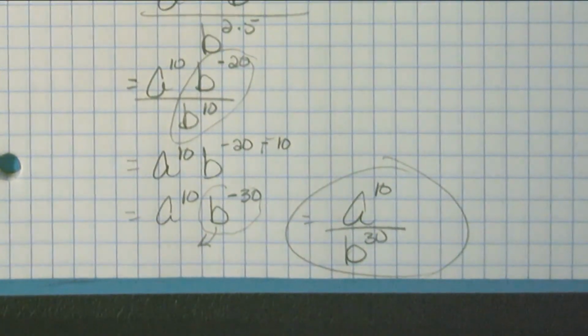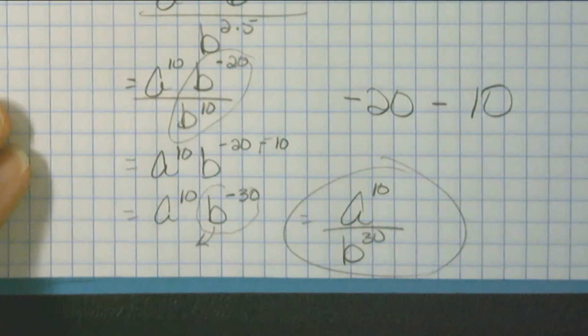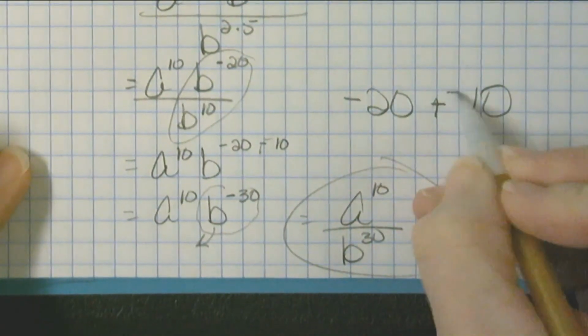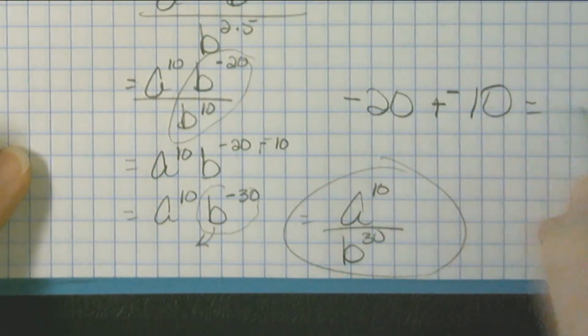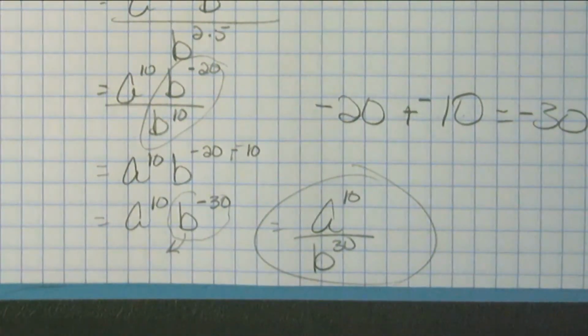Well, because I have negative 20 minus 10. And if I do adding the opposite here, it's negative 20 plus a negative 10, which is negative 30. So make sure you're watching that subtraction. Always do adding the opposite.